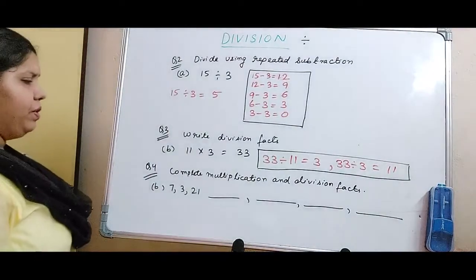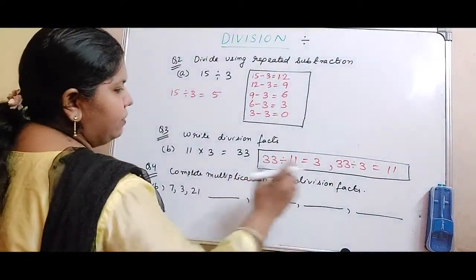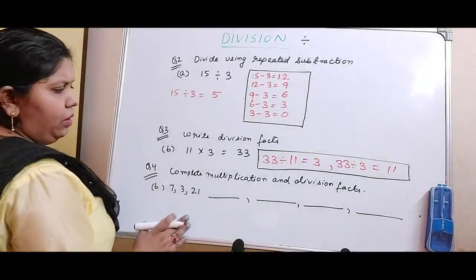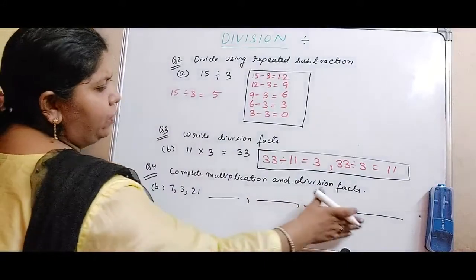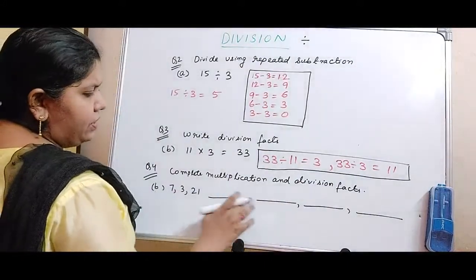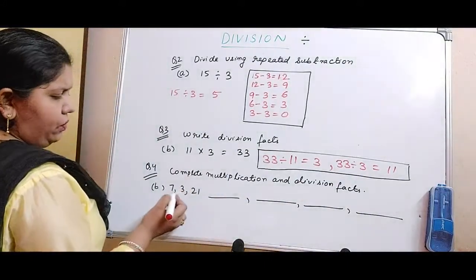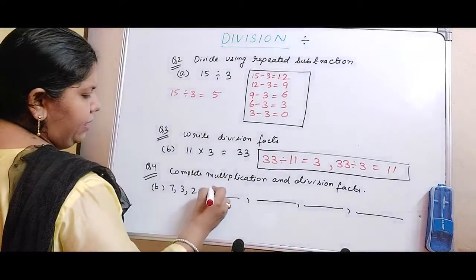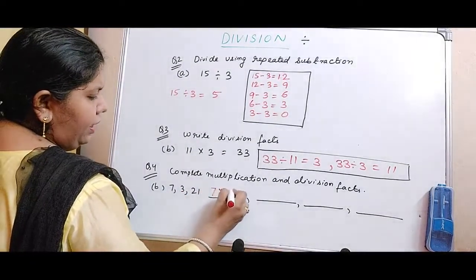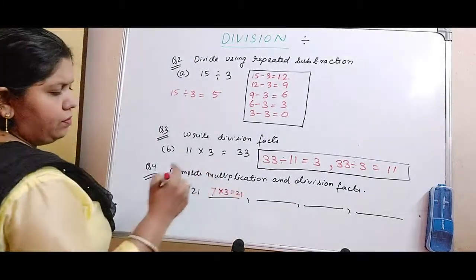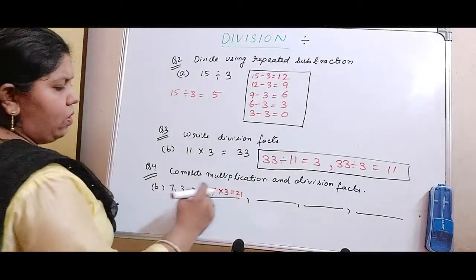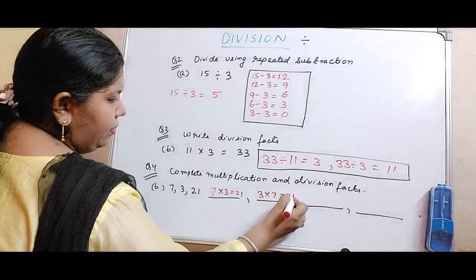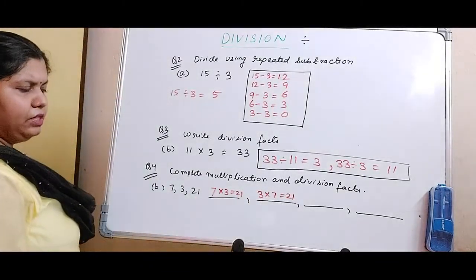Now the next question: complete the multiplication and division facts. For every 3 numbers you have to write 2 multiplication facts and 2 division facts. Let us first write the multiplication facts. As you can see, 7 into 3 will give you 21. So let us write down that 7 into 3 equal to 21. This is the first multiplication fact. Now change the order and write 3 into 7 equal to 21. This is the second multiplication fact.